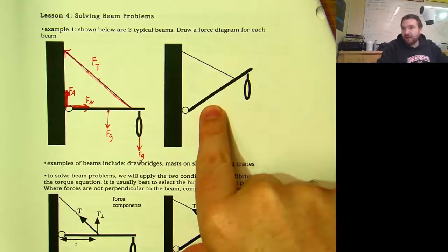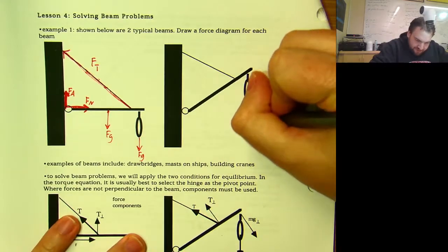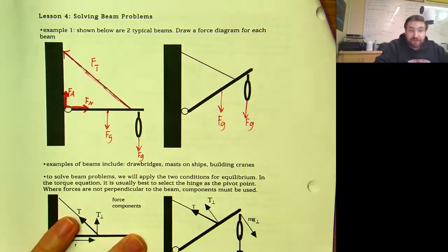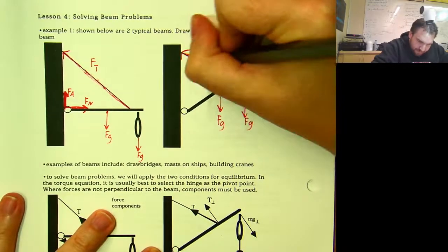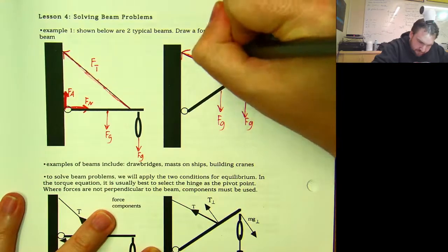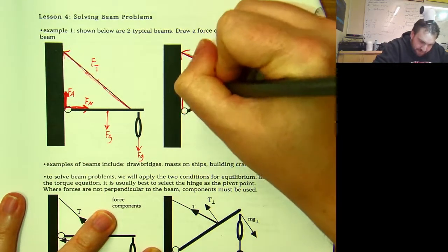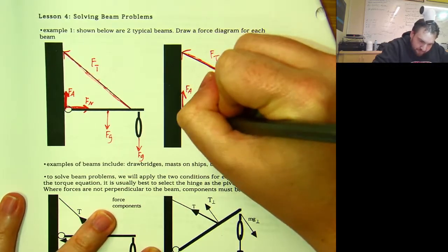Same kind of thing with this guy here. This is going to have an FG straight down. This is going to have an FG straight down here. Again, remember, gravity always acts down. This guy's going to have a force of tension up this way. This guy is still going to have an FA, an applied force up here, and a normal force out this way.